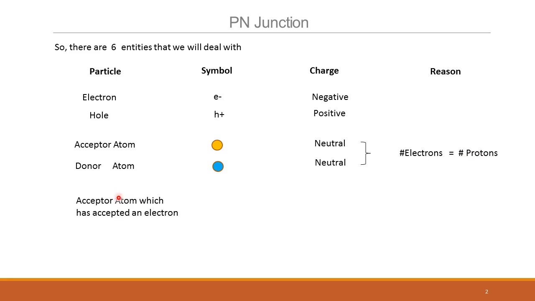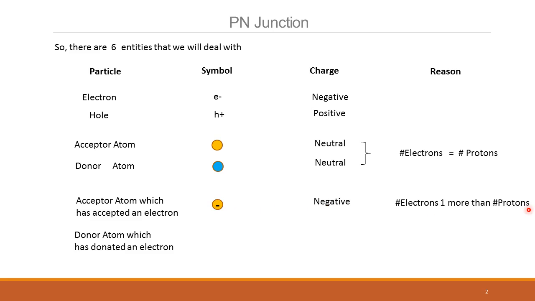Now, an acceptor atom which has accepted an electron will be represented by this orange circle but with a negative sign, because an electron has come and occupied the outer shell. This is negatively charged. It's an acceptor atom which has accepted an electron. So the number of electrons is more than the number of protons in the atom. Hence it is negatively charged. Electrons are 1 more than the protons.